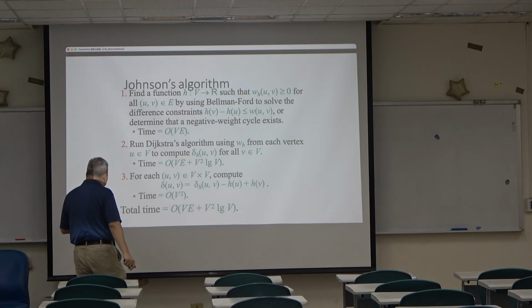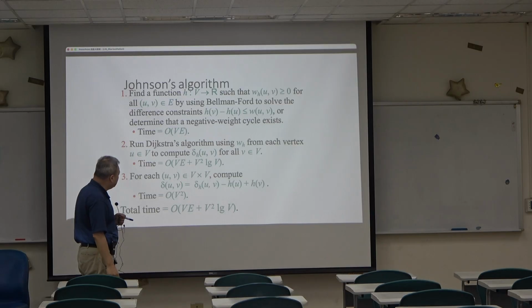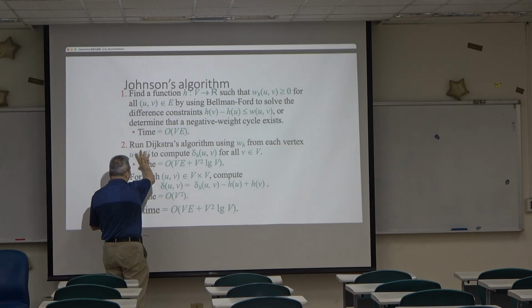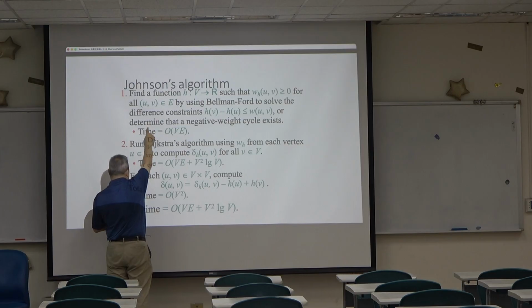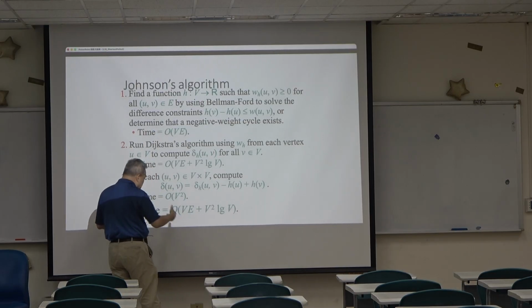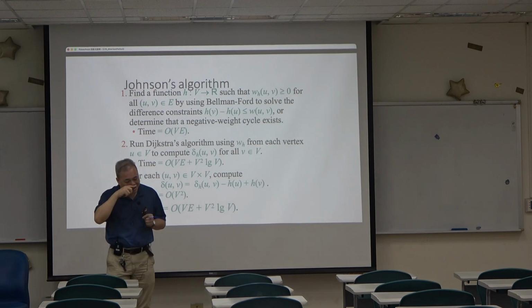So consider all these three steps. The total time will be VE plus V squared log V, because after all, the complexity of running Dijkstra V number of times dominates over step 1 and step 3. Okay, so this is the final complexity.